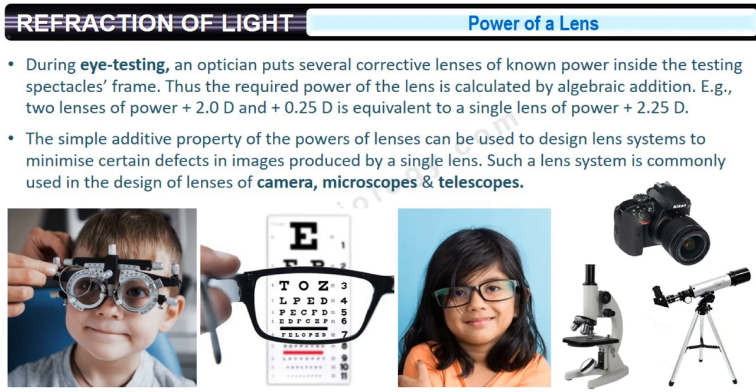Then we went ahead and learnt about lenses, both concave and convex lens, the ray diagrams of convex and concave lens. And then we also read about the last topic, that was the power of lens, that is P is equal to 1 by F, where F is focal length in meters and power is calculated in diopters.